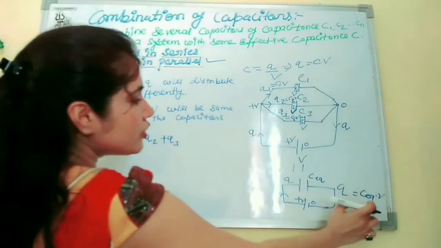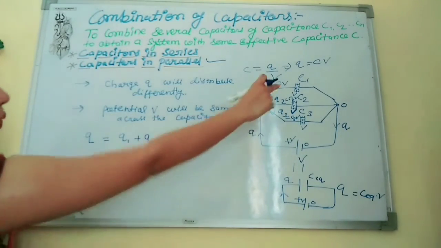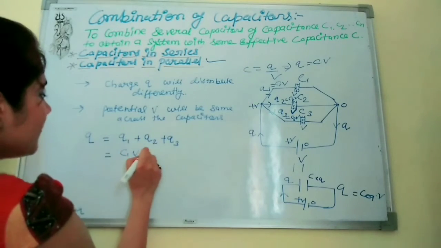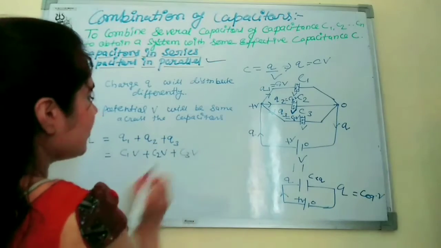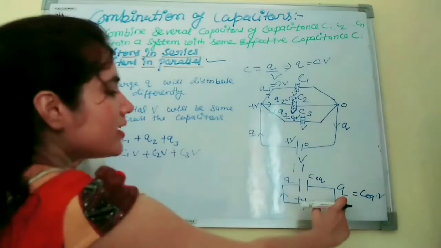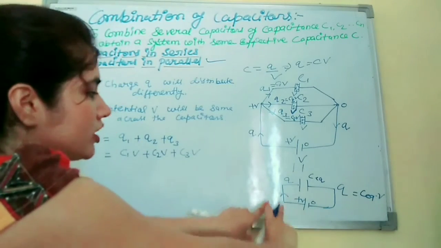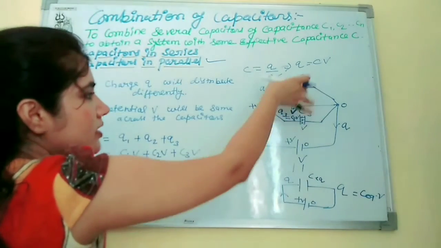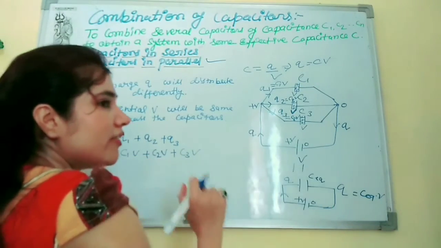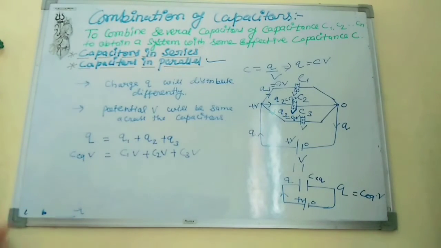Simply Q equal to C equivalent into V. Now we will put the values here. Q1 will be C1V, Q2 is C2V, and Q3 is C3V. Now this Q and this Q are similar because here we are applying the same potential, so the charge will definitely get distributed in the same way, that will be Q, and all these capacitors we are combining in the form of C equivalent, so this will be C equivalent into V, right?